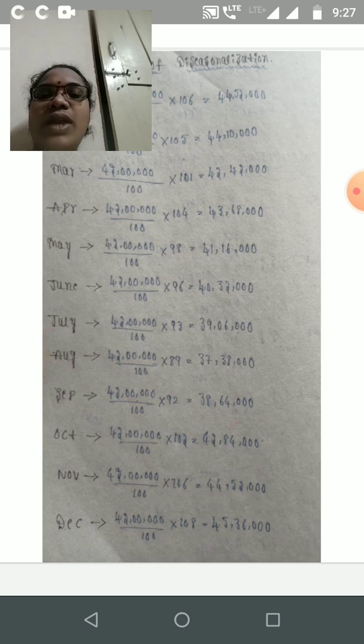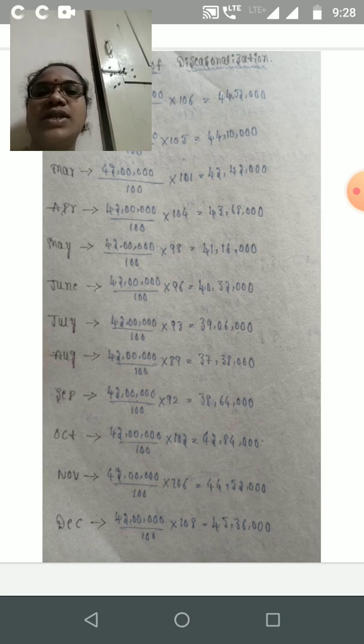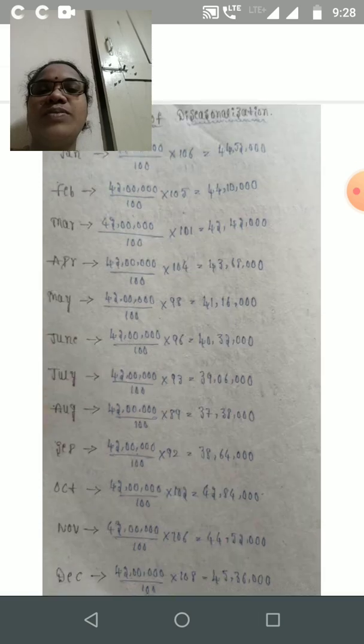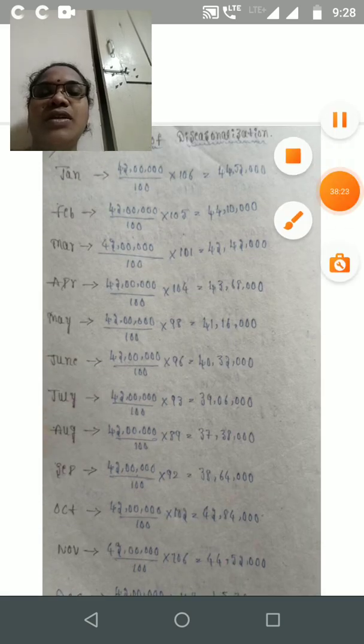August month, 42 lakhs by 100 into 89 equals 37 lakhs 38,000. Next September, into 92, 38 lakhs 64,000. October, into 102, 42 lakhs 84,000. November, into 106, 44 lakhs 52,000. December, into 108, that is 45 lakhs 36,000. These are the problems in deseasonalization.